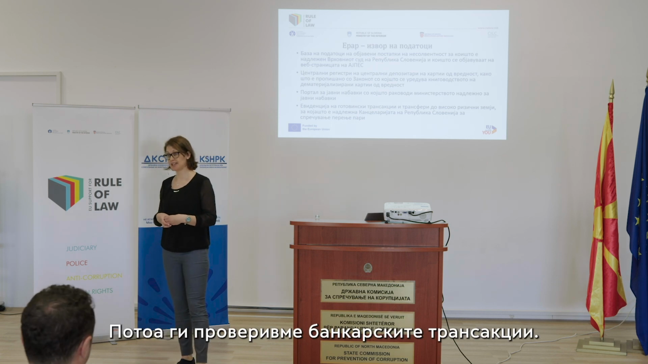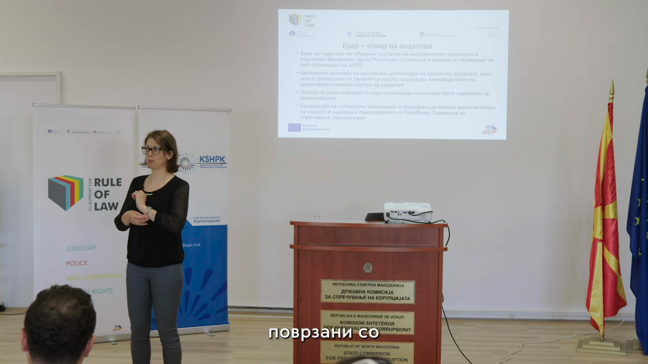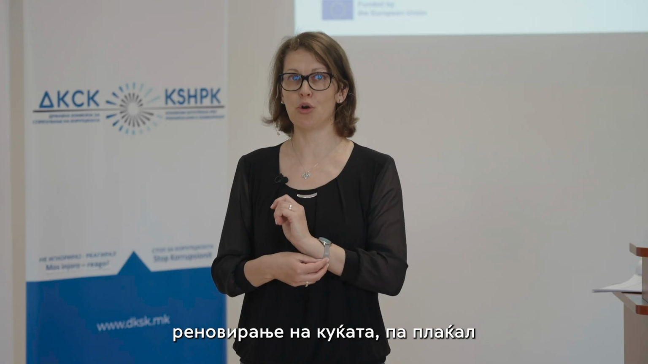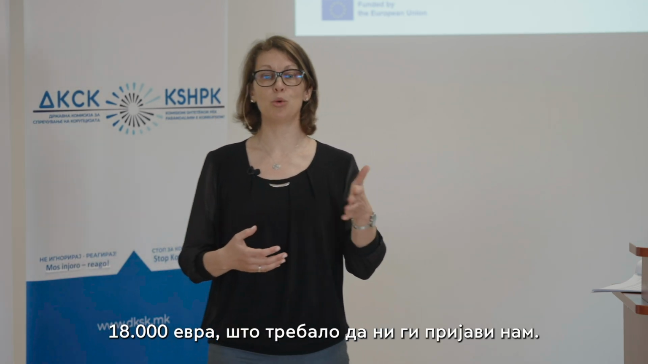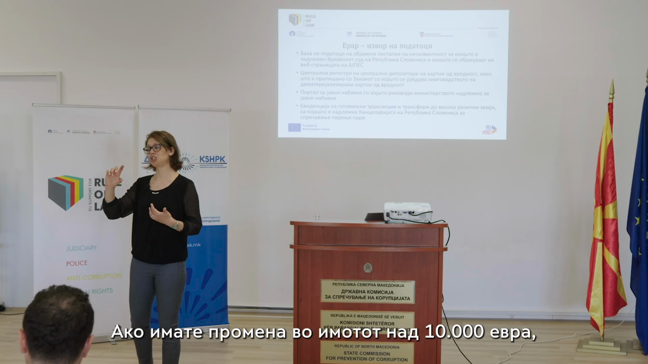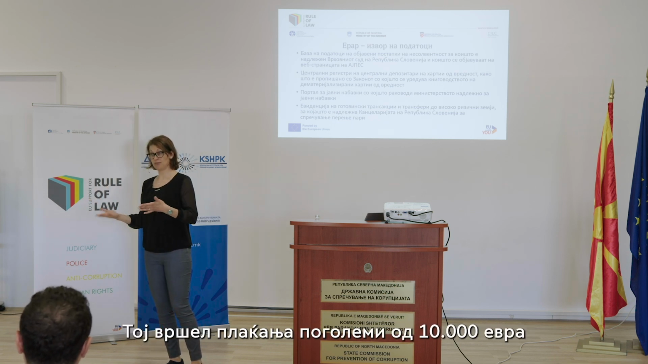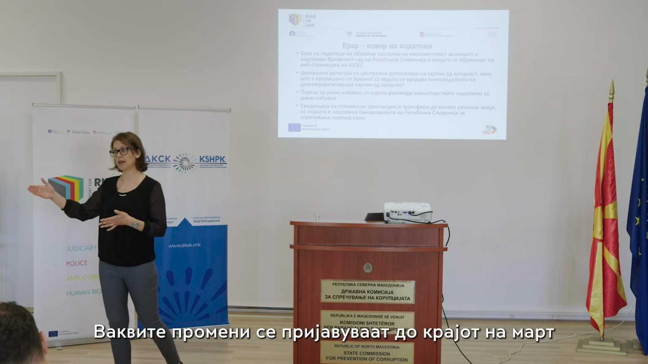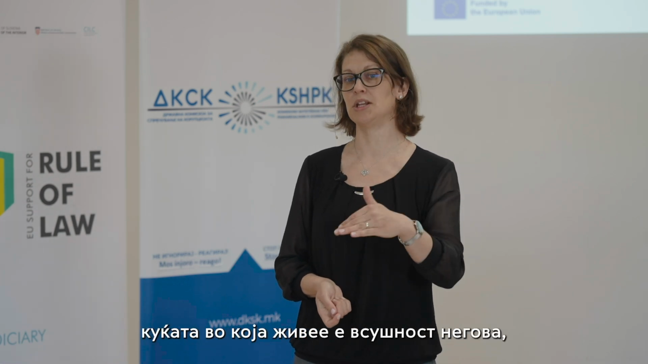But then we checked his bank transactions. And then we saw that he's making payments to pay for rebuilding the house, to pay for some tax that you pay to the municipality for water and sewage and stuff like that. And he was also paying various construction companies big amounts of money, like 20,000 euros, 18,000 euros, which should all be reported to us. If you have a change in assets above 10,000 euros, you have to report it. So he was making payments above 10,000 euros, and he was not declaring that. You have to declare by end of March for the previous year that you made this transaction above 10,000 euros. So we were able to establish that actually the house that he lives in is actually his house.